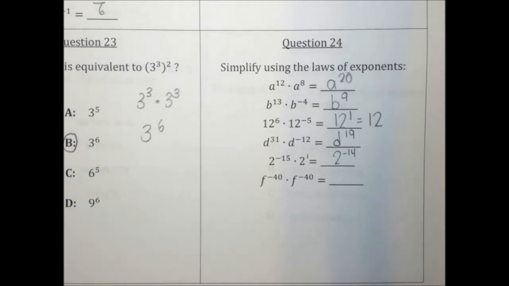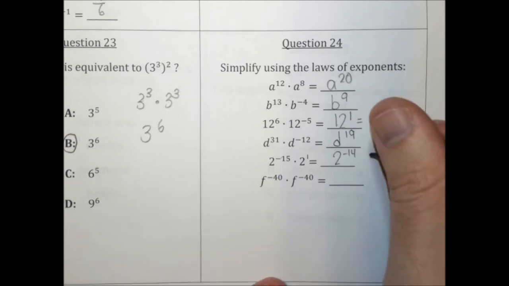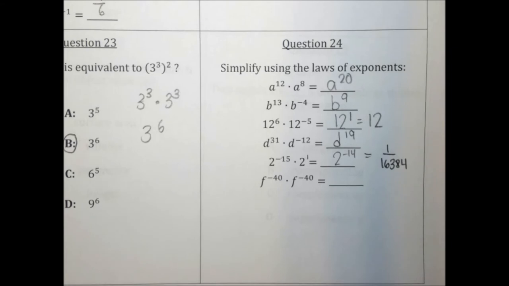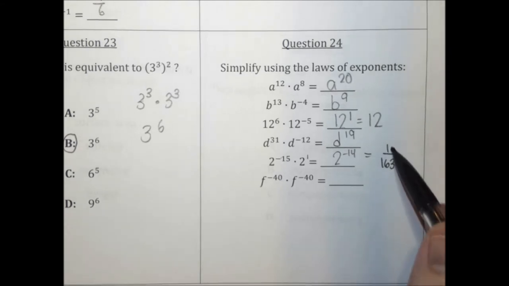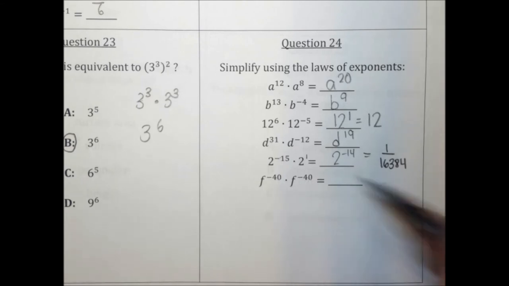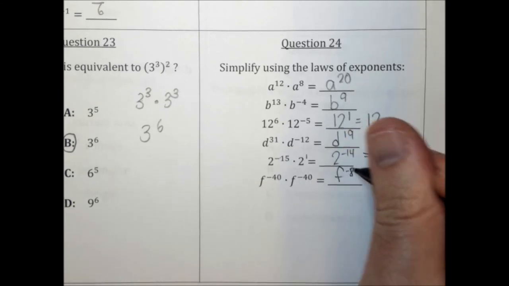If we want, we can answer 2 to the 14th. That's 16,384. And it's underneath a 1 because it's a negative exponent. And negative 40 plus negative 40 is negative 80.